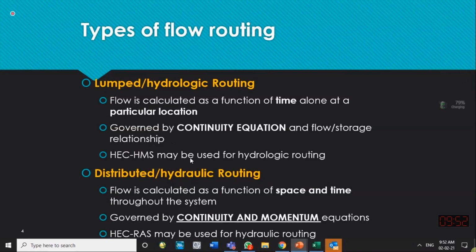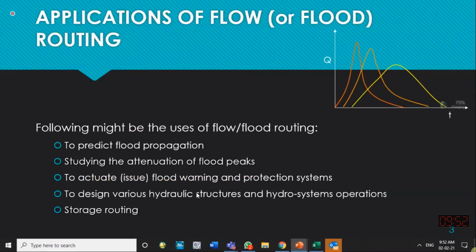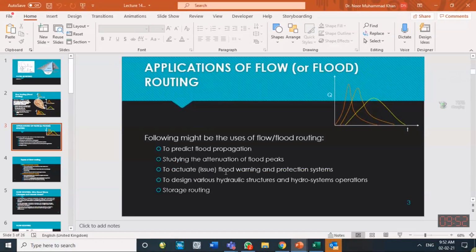There are two methods. One we call lumped routing, one we call distributed routing. I think we will be studying it next time. It is 9:52. I don't want to start this method. We need these routing methods known to us. This is a tool which a hydrologist should know, because frequently he has a hydrograph at one location, but he is interested to find the hydrograph at another location.